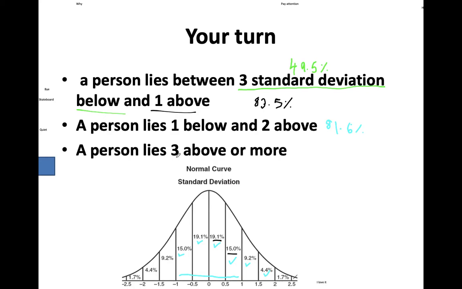A person lies 3 above or more. This one's a little bit more tricky because if it's 3 above, it's going to be at this point of the diagram. It's going to be a very, very small percentage, and as we said, most of the diagram between -3 and 3 covers 99%. These little bits on the end are only going to represent 0.5%.